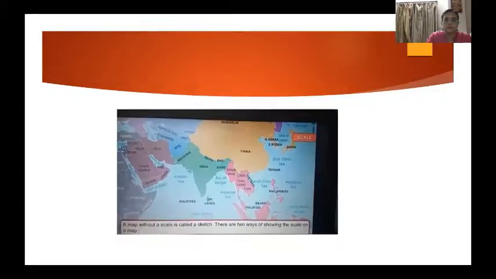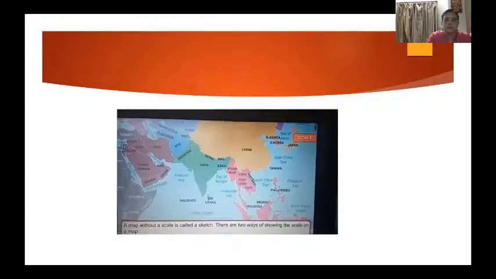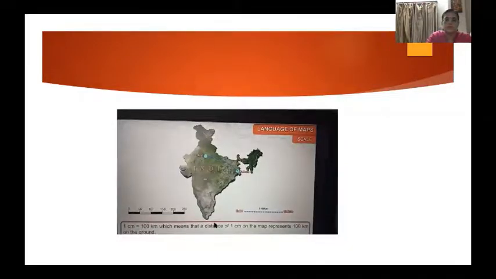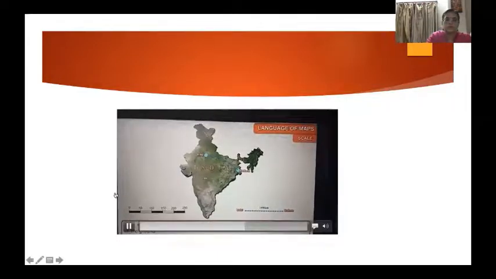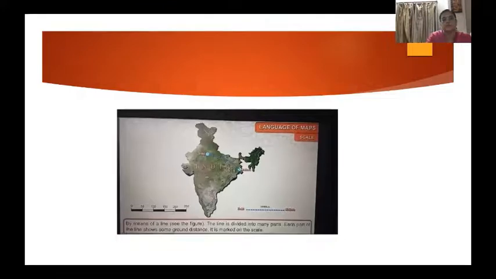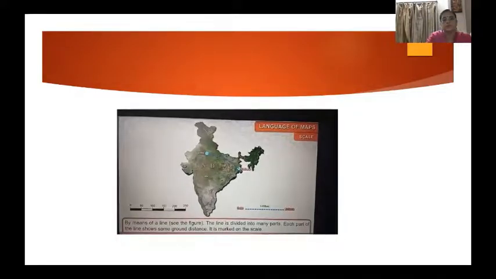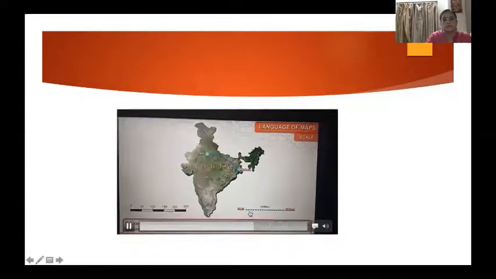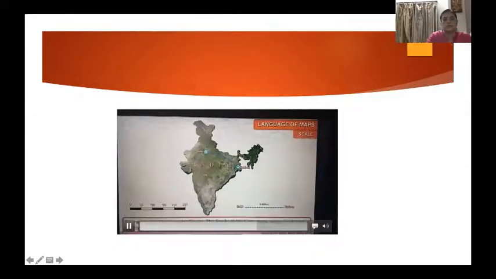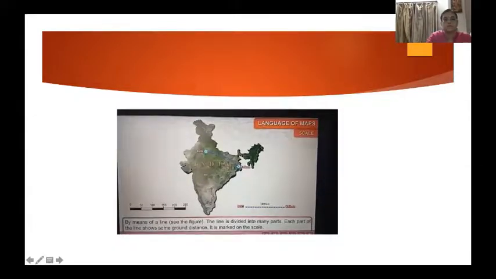There are two ways of showing the scale on a map. 1 centimeter is equal to 100 kilometers, which means that a distance of 1 centimeter on the map represents 100 kilometers on the ground. By means of a line, see the figure. The line is divided into many parts. Each part of the line shows some ground distance. It is marked on the scale.